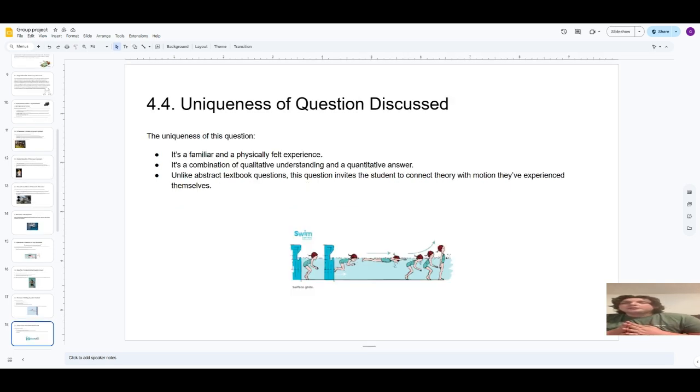4.4 Uniqueness of question discussed. The uniqueness of the question: it's a familiar and physically felt experience. It's a combination of qualitative understanding and quantitative answer. Unlike textbook questions, this question invites the student to connect theory and motion when they're experimenting themselves.